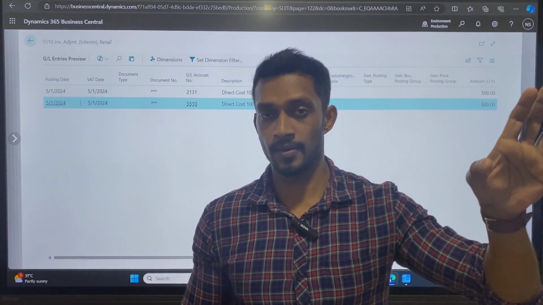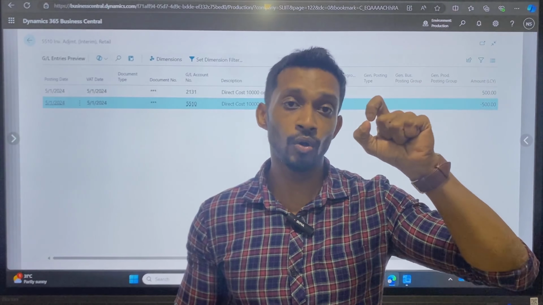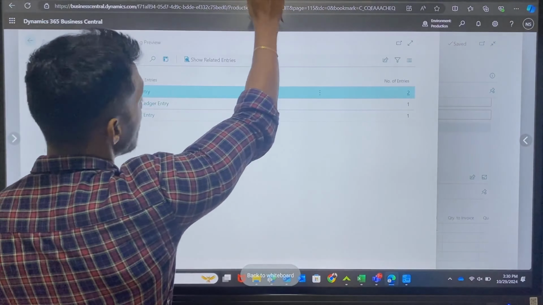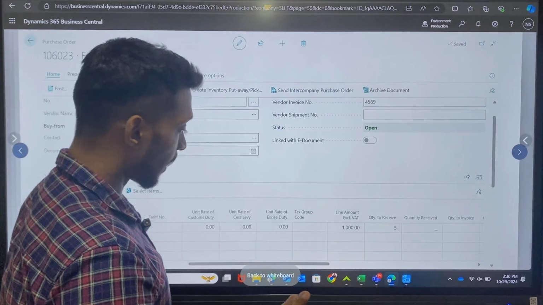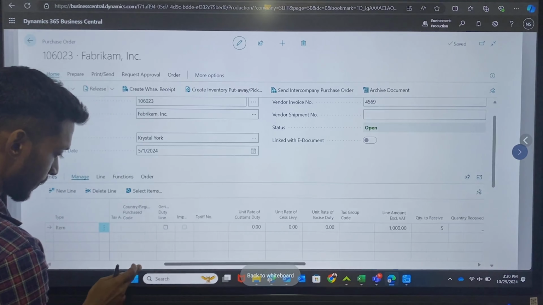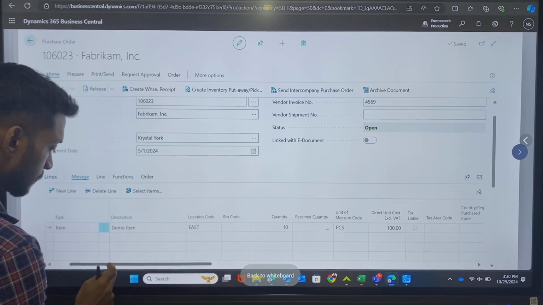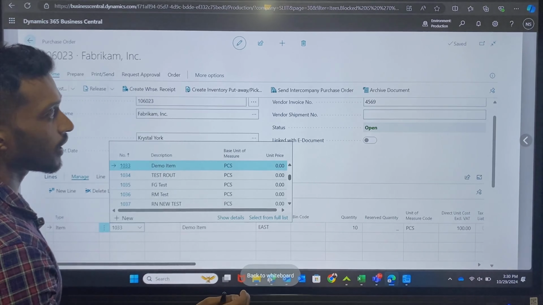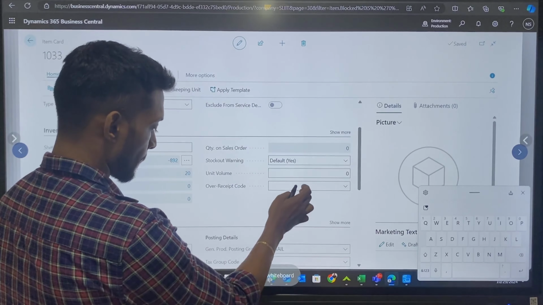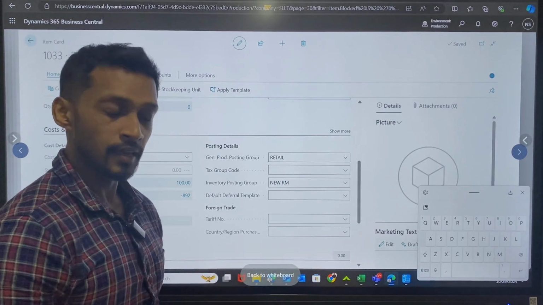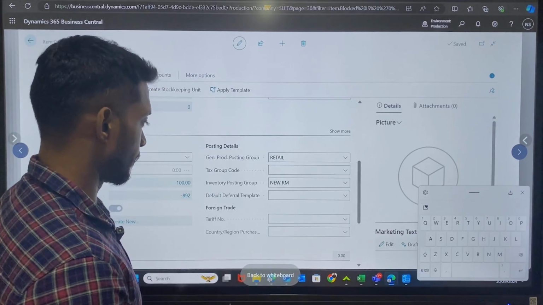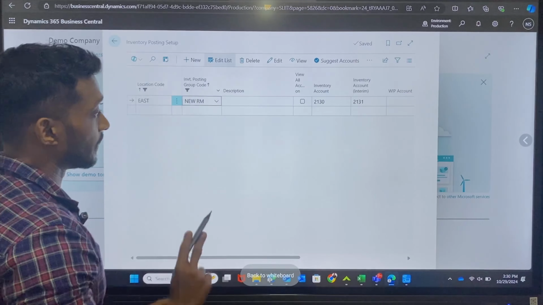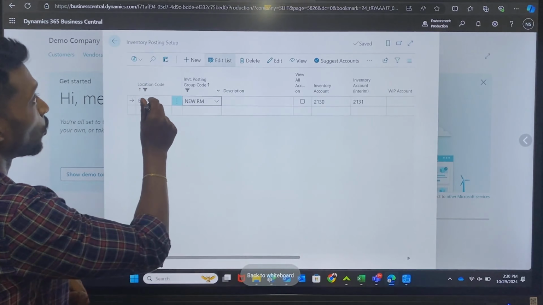Where do we have to set up these accounts? When it comes to GRN, we have to set up those GL accounts in inventory groups, under inventory posting setup. How can we identify that? Let's go to the item. This is my item. Once you go to the item card, you can see that the inventory posting group is new raw material.